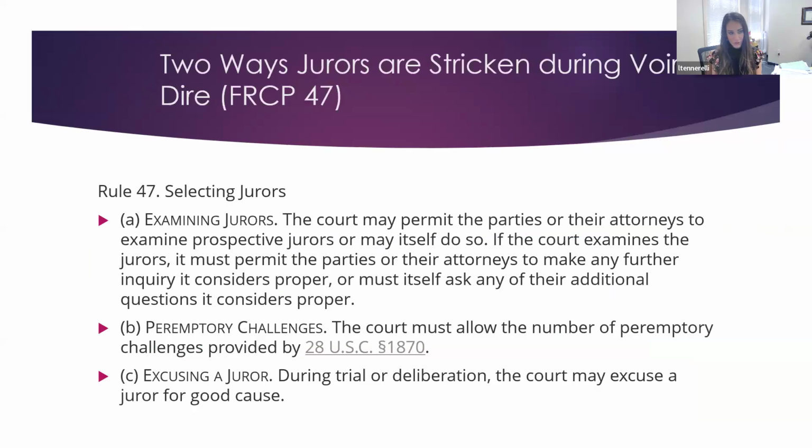So there are two ways that a juror might be stricken during voir dire. One is for cause, and this is the actual federal statute. And one is a peremptory challenge. So does anyone remember from the reading, what is the difference between these two types of strikes?